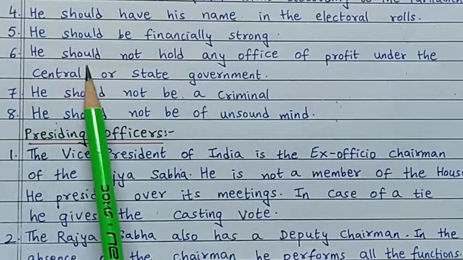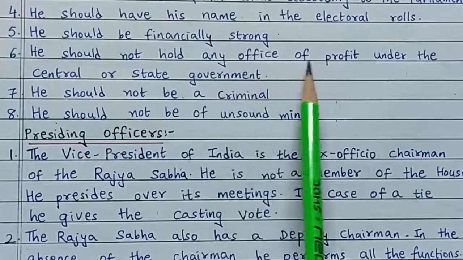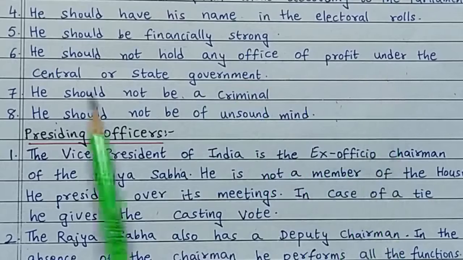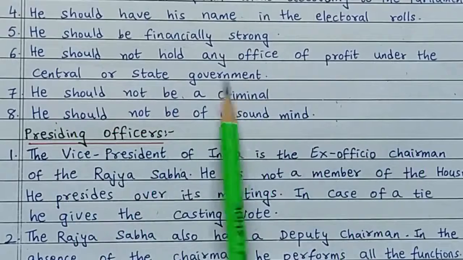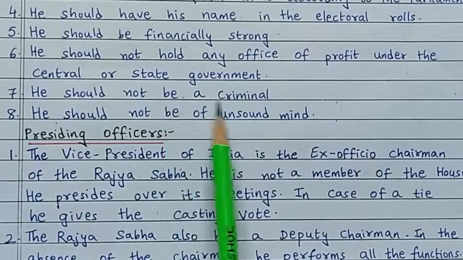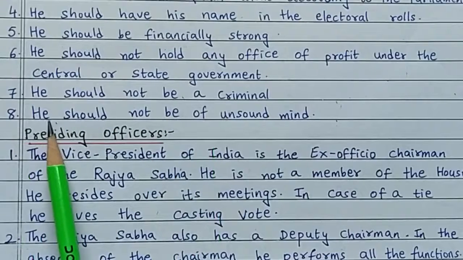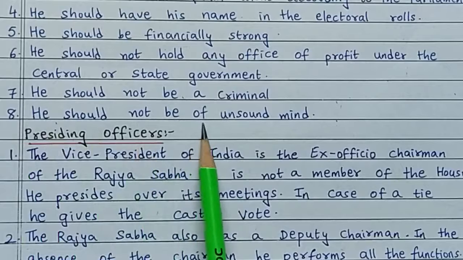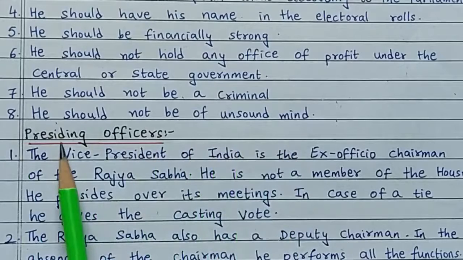6th. He should not hold any office of profit under the central or state government. 7th. He should not be a criminal. 8th. He should not be of unsound mind.